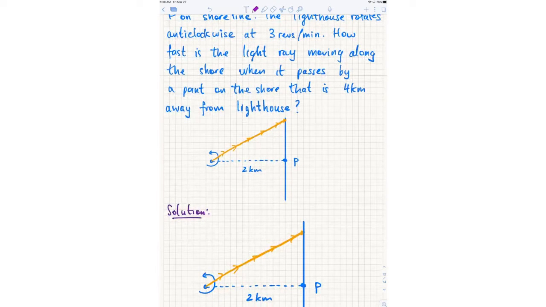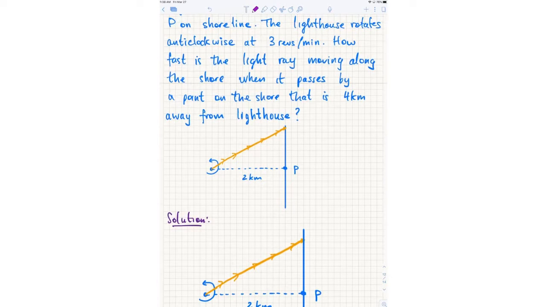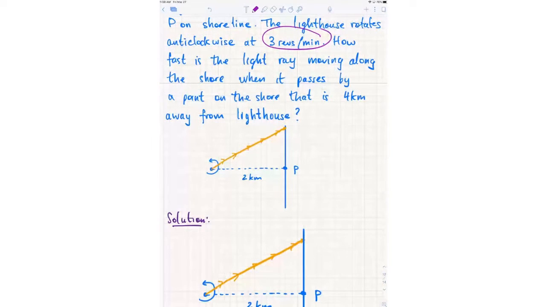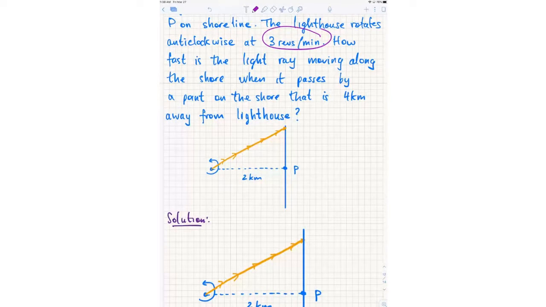Let's actually look at the problem statement. Let's first focus on the 3 revs per minute. That is a certain rate of change, right? Something is changing at a rate of 3 revolutions per minute, right? What is changing at a rate of 3 revolutions per minute?